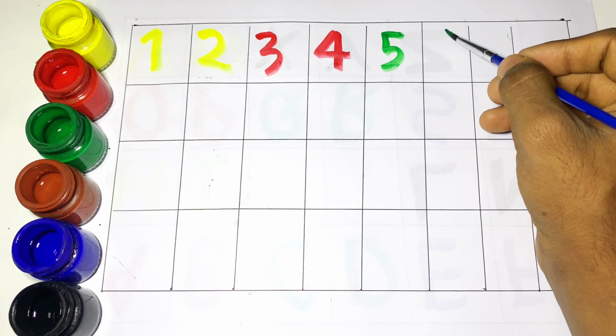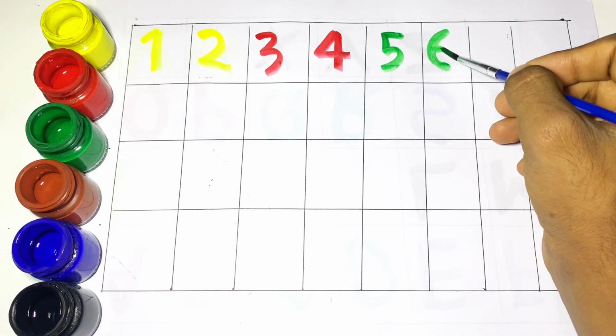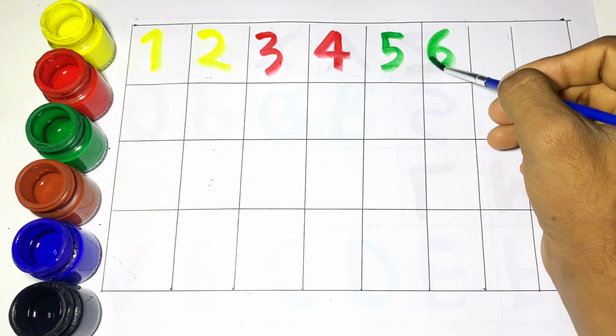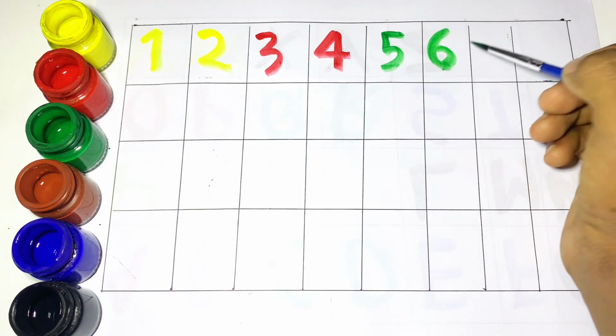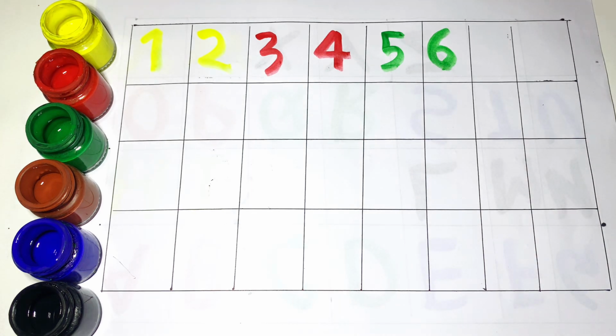6. The numbers of 6 and again use green color. S I X, 6. Kids, now you draw 7.